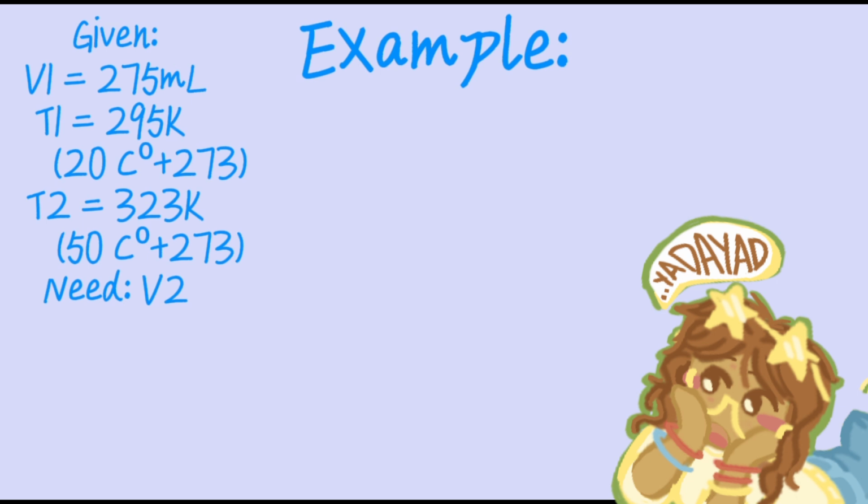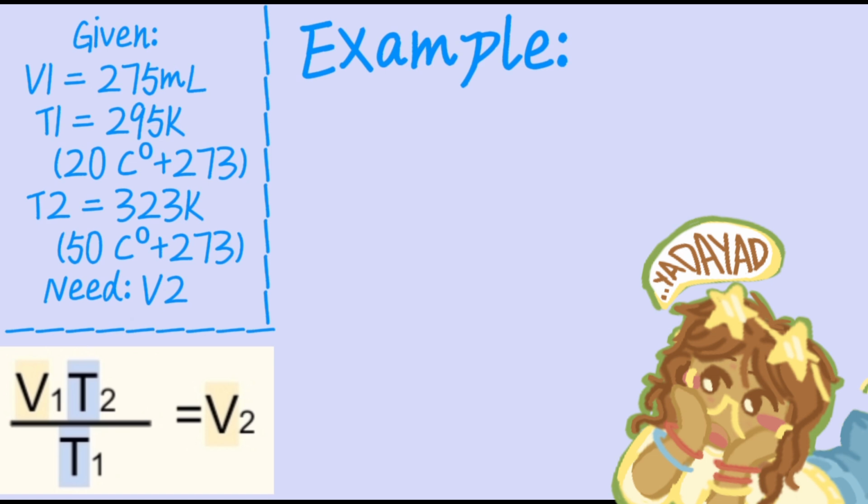We have to make sure to convert the Celsius to Kelvin because this formula calls for Kelvin, not Celsius. So we add 273 to 25 and 50 to get 295 Kelvin and 323 Kelvin for our initial and second temperature. Next, we have to rearrange our formula to solve for the second volume, as we don't have that information and that is what we are looking for. If you move it around, you get the initial volume times the second temperature over the first temperature to get the second volume.